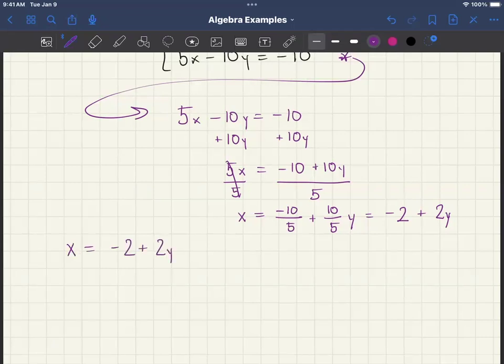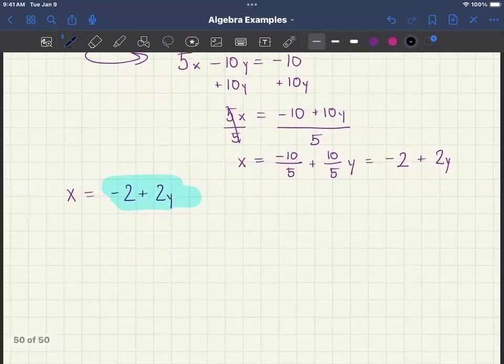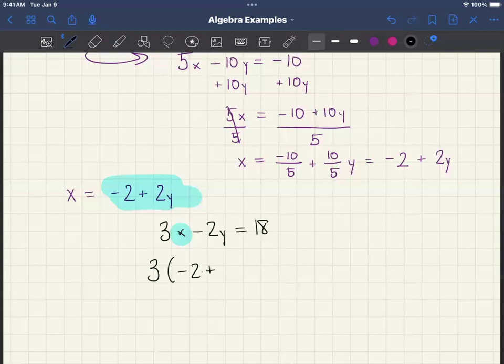We are going to plug that information into the other equation that we were working with. So the other equation that we had was 3x minus 2y is equal to 18. And where we see the x value, instead of x, we're going to plug -2 plus 2y right in there. So that's why this is called substitution. So we know x is equal to that, so we can just pop that in there.